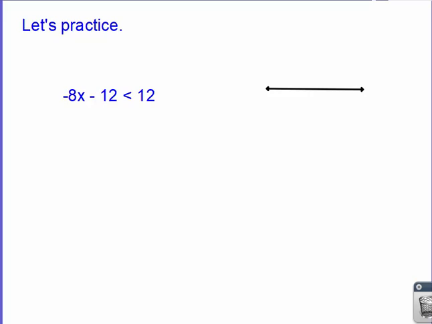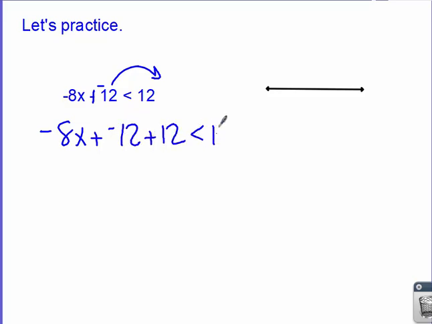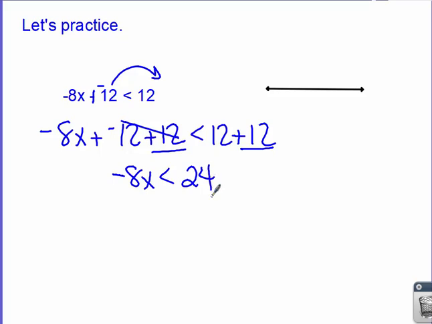Now immediately when you look at a problem like this and you see that the number with the variable is negative, you know we're going to have to do something at the end of the problem. So keep that in mind. Okay, so we start off the same way. Our letters are together on the left, so I want my numbers together on the right. So I'm going to change my subtraction to addition, the 12 to a negative. Now I need to move the negative 12. So negative 8x plus negative 12 plus positive 12 is less than 12 plus 12, because the positive 12 was the new thing that I added on the left. So my 12s go away, and I'm left with negative 8x is less than 24.